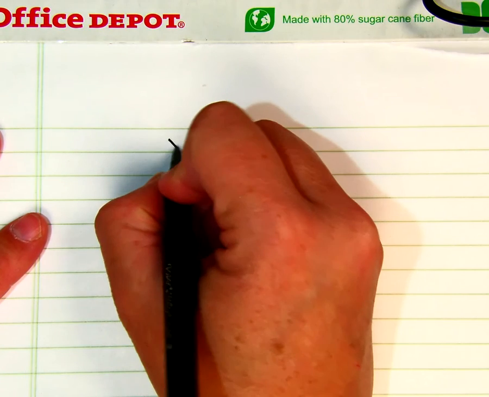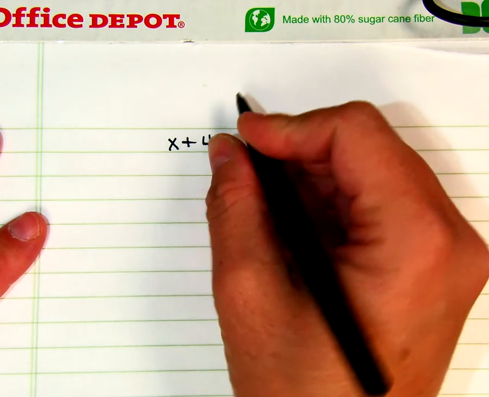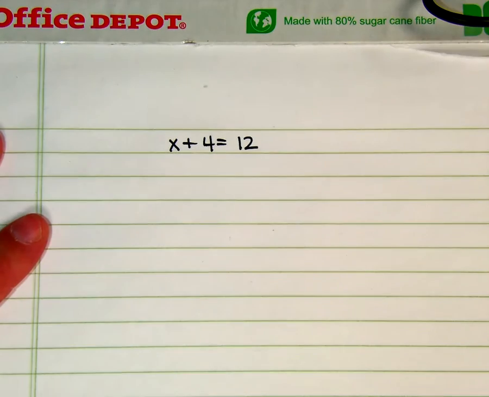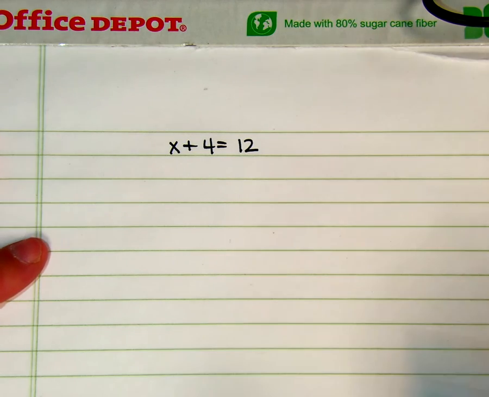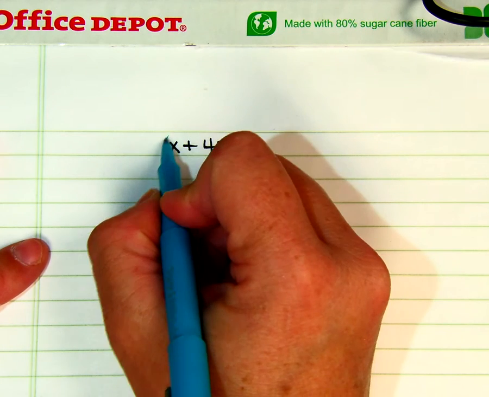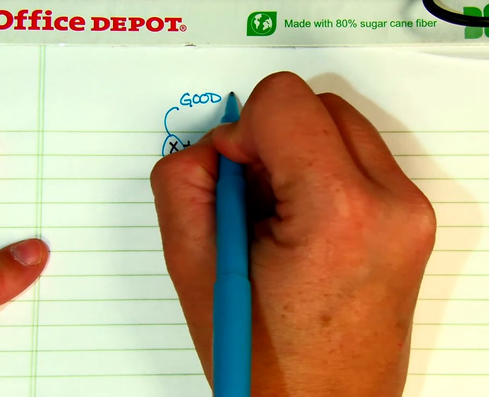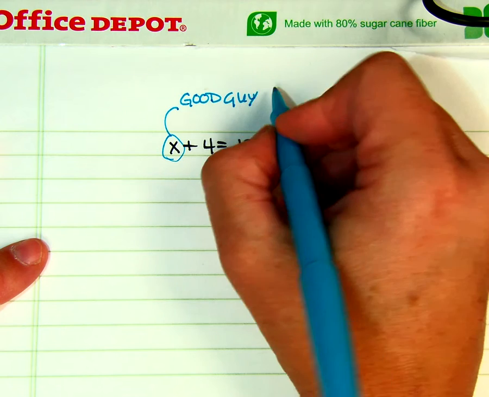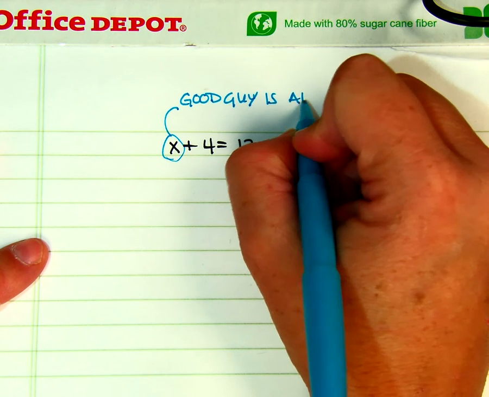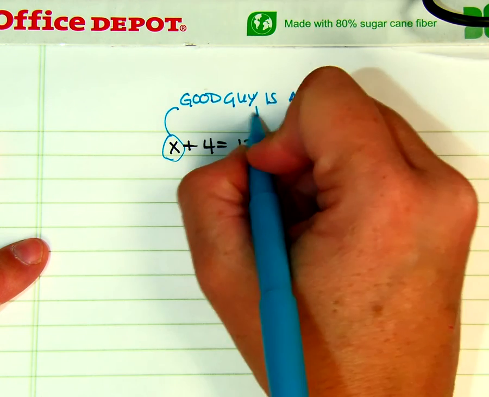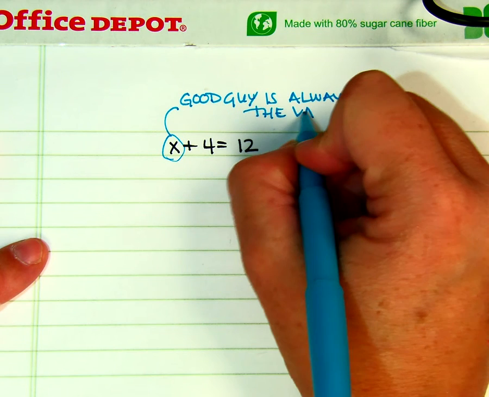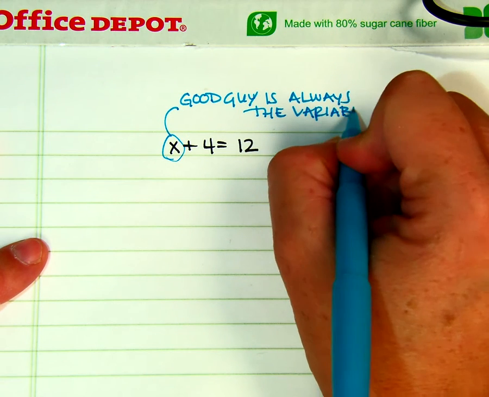Okay, for some, you might need a different explanation of how to solve one-step equations. So I like to talk about it in terms of good guys, bad guys, and friends. So the good guy is always the variable. You're always trying to get the good guy by itself.